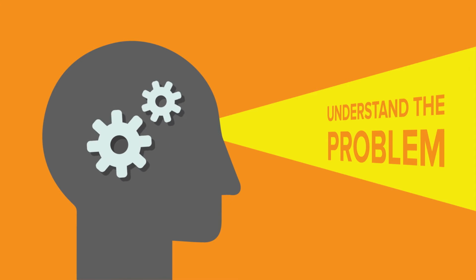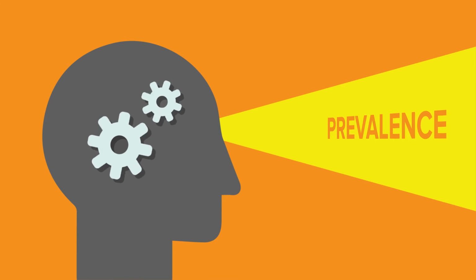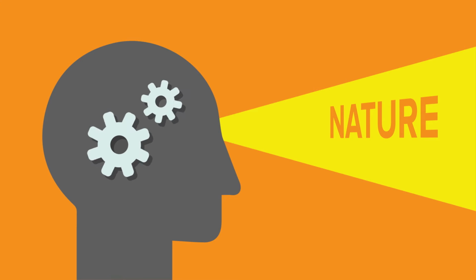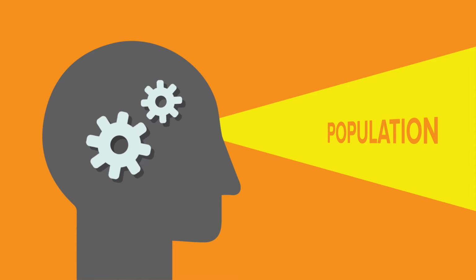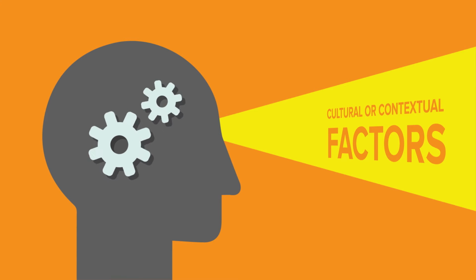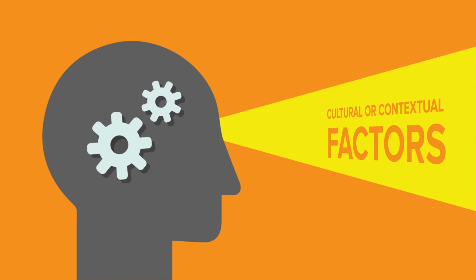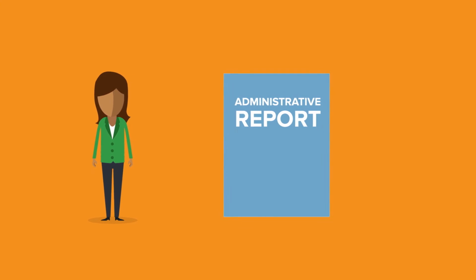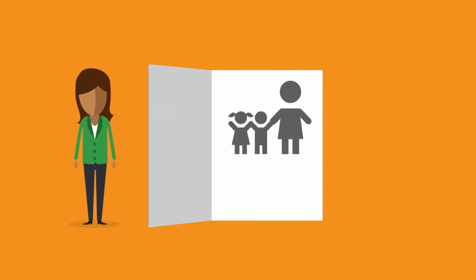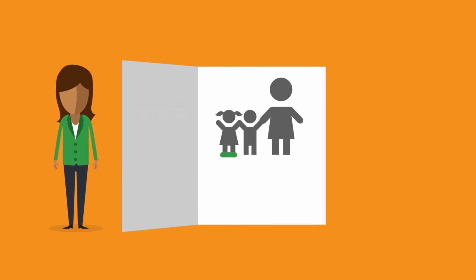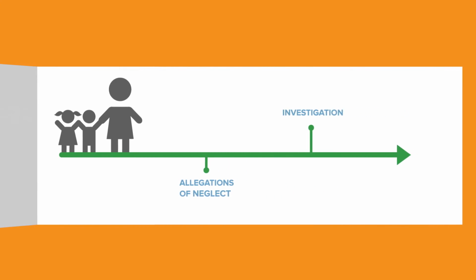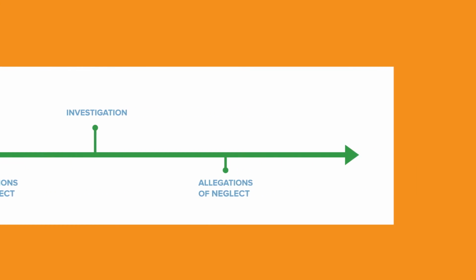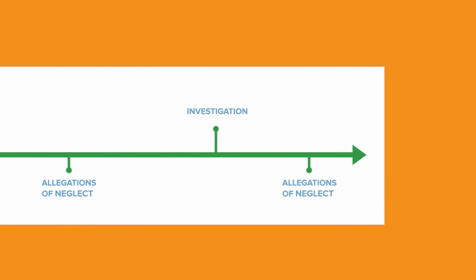solution. This includes understanding the prevalence of the problem, the nature of the problem, the population most at risk of experiencing the problem, and whether cultural or contextual factors need to be taken into consideration. Last year, our administrative reports showed that a large number of those families with a history of recurring allegations of maltreatment had been referred for neglect. This resulted in multiple agency investigations with the same families.